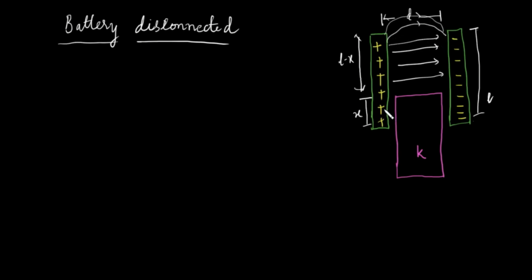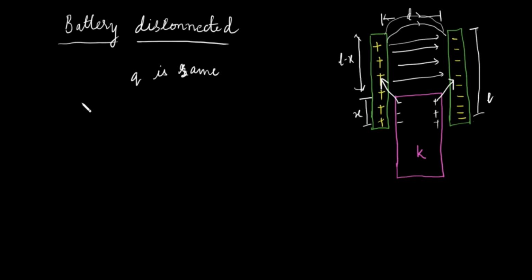Now here this positive will induce negative charge here, and this negative will induce positive charge here. This positive is pulled inward, and this negative is pulled by the positive plate in this direction. So it experiences a net inward force into the parallel plate capacitor. Now when the battery is disconnected, this is an isolated system, so the charge will remain the same.